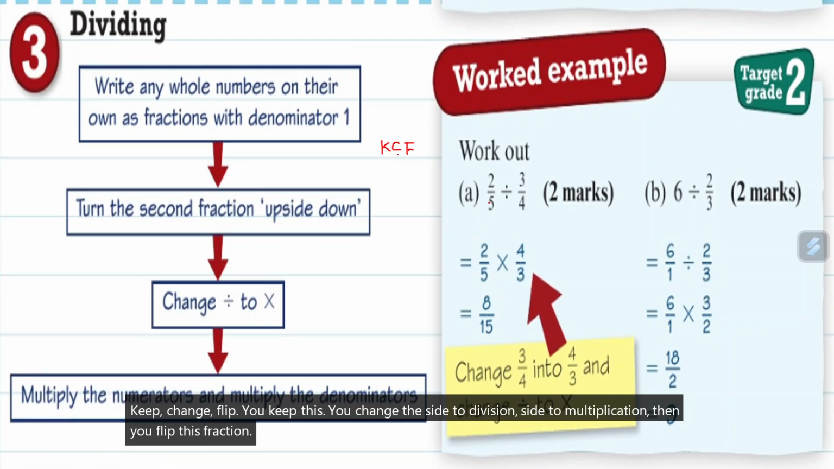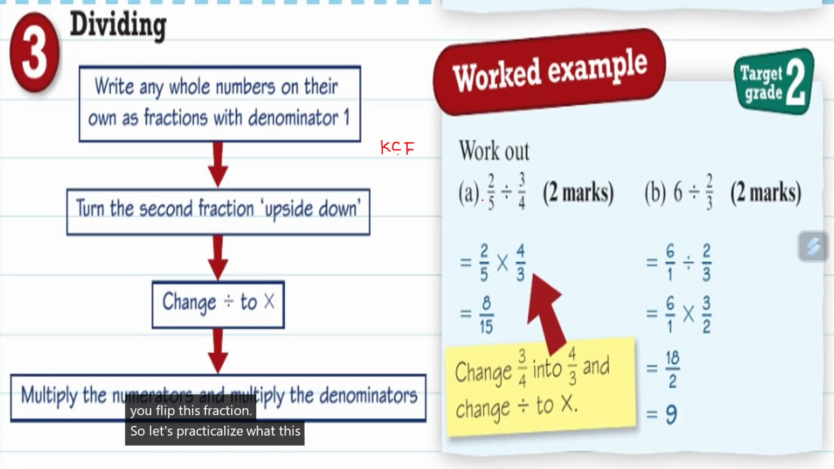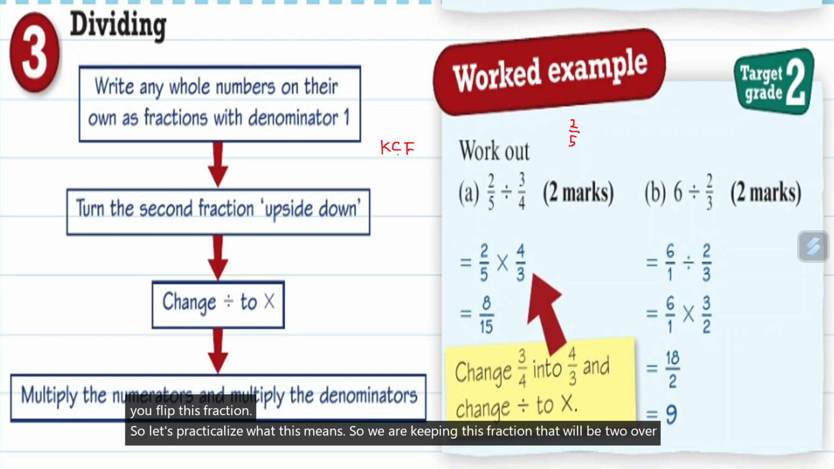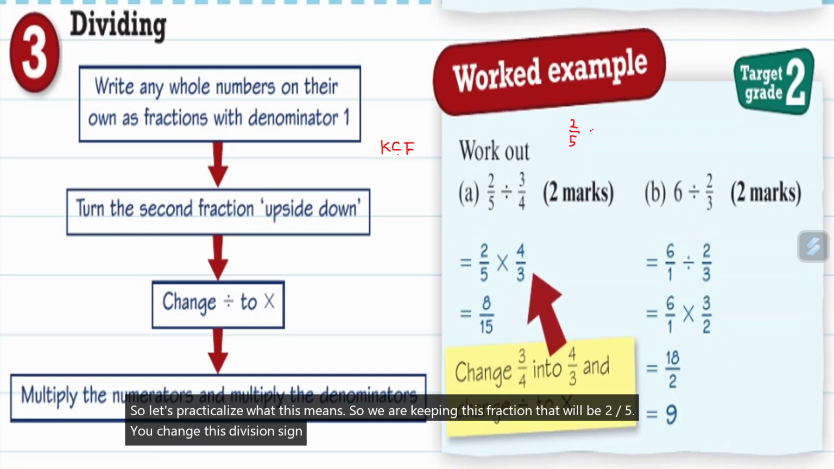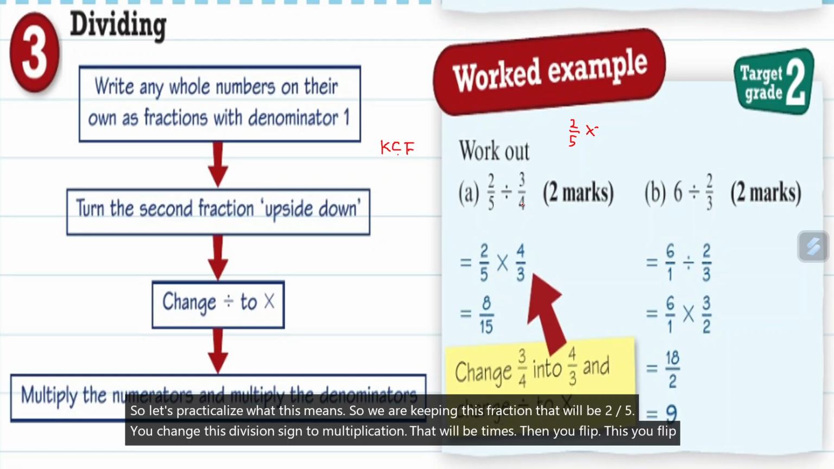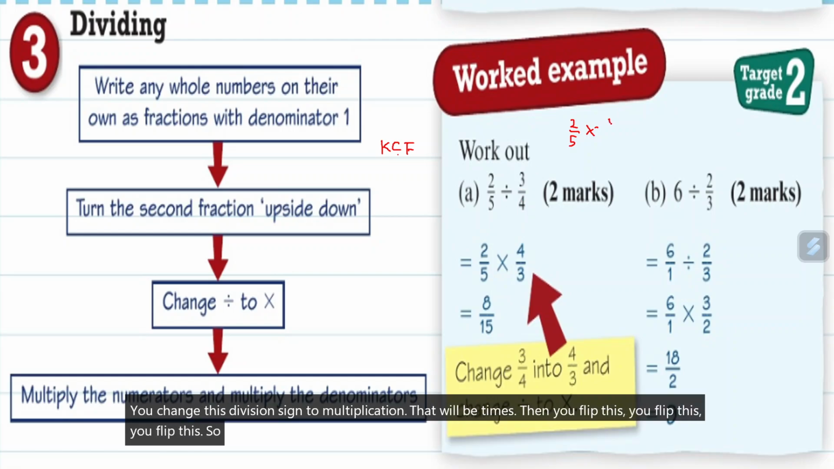So let's practicalize what this means. We are keeping this fraction, that will be 2 over 5. You change this division sign to multiplication, that will be times. Then you flip this, so that will be 4 over 3.